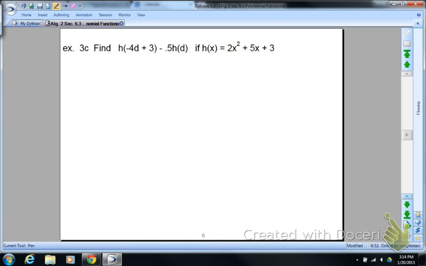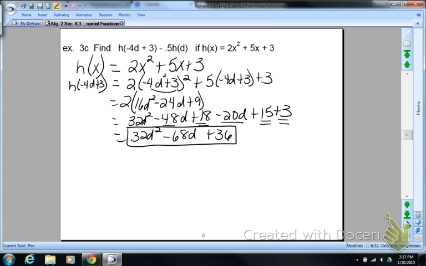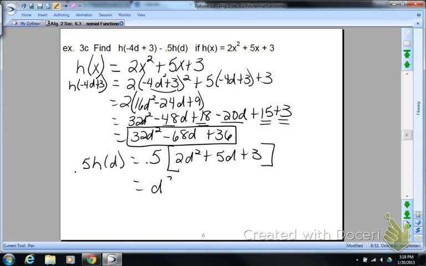Okay, y'all do this one. Okay, check to make sure you have the first part. And then do the second part. 2d squared plus 5d plus 3. So we distribute 0.5 times 2 is 1d squared, or could we just say d squared?